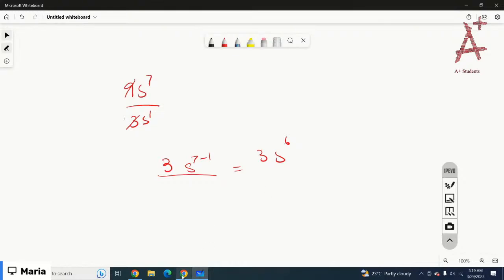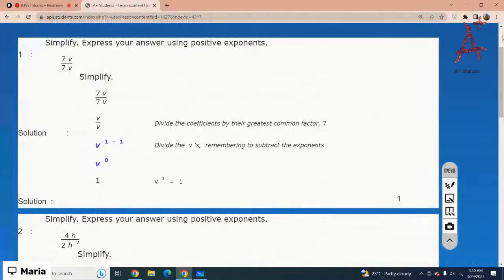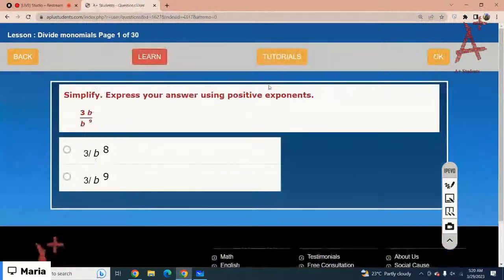Got it? Let's just start with the practice questions. Okay, the first one is 3b divided by b9.